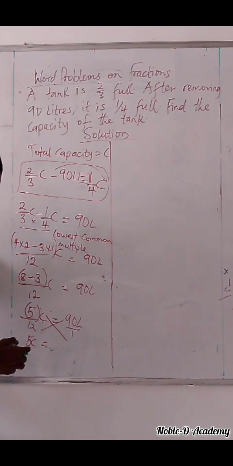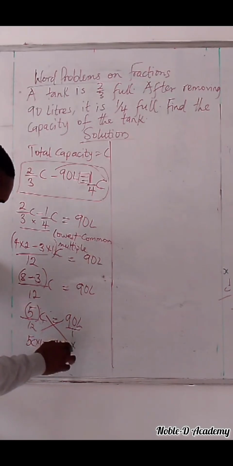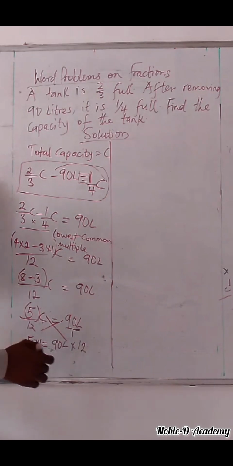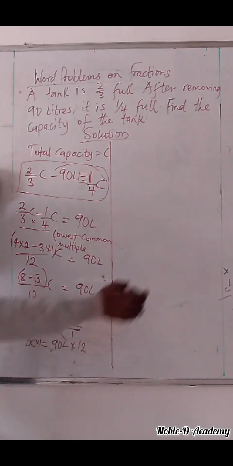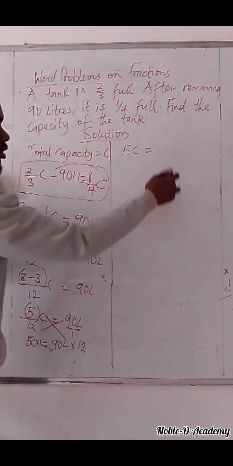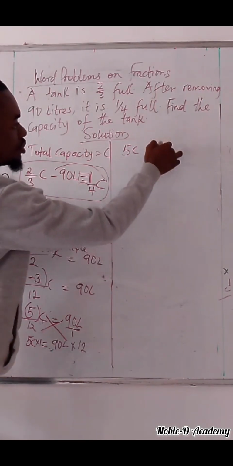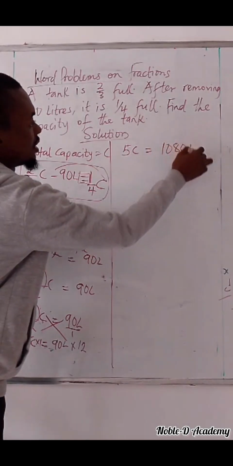So that's going to give us 5C times 1, and it's also going to be 90 liters times 12 on this side. So we move on to the other side of the board. We're going to be having 5C is equal to 90 liters times 12, which is going to give us 1080 liters.